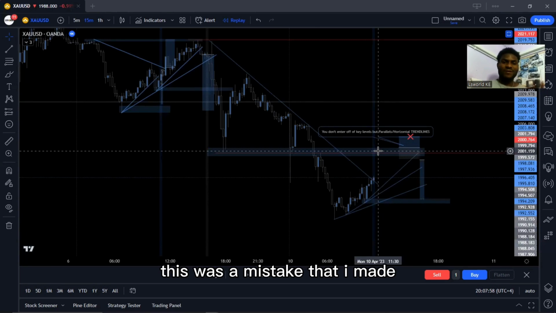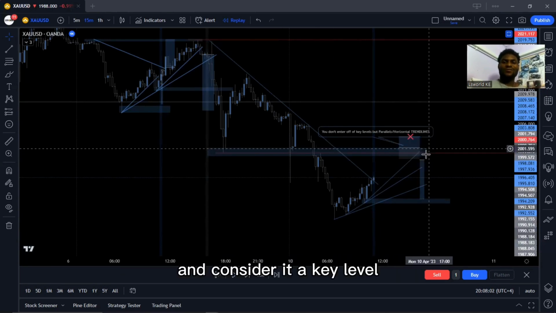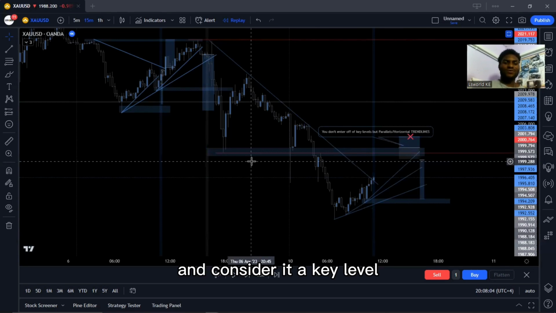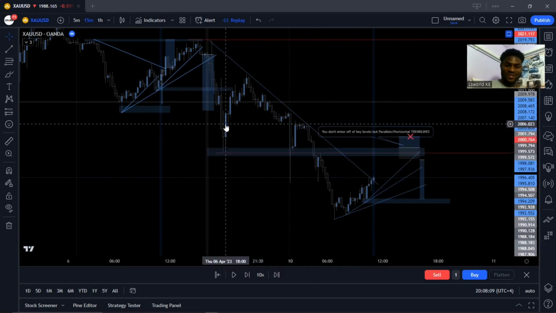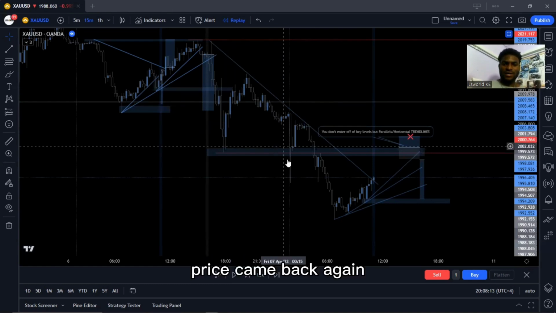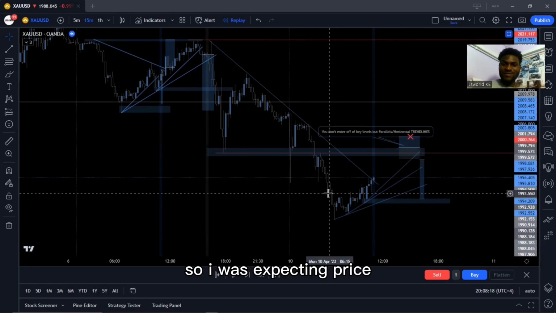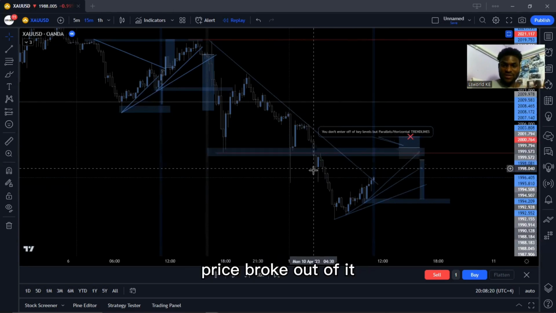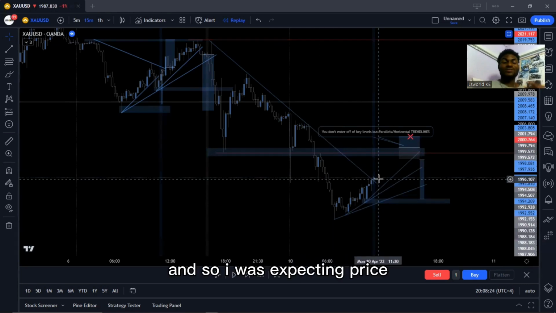This was the mistake that I made. I marked out this zone over here and considered it a key level or key zone, because price reacted on it and rejected it as a demand zone or supply. Price came back again, rejected again, supply. Price broke out of it, pulled back again, used it as a resistance, and pulled all the way down.